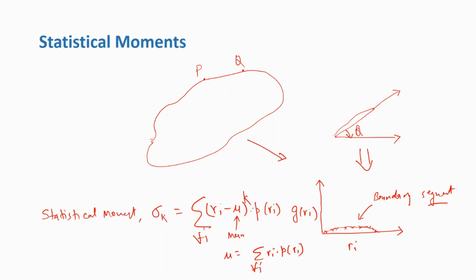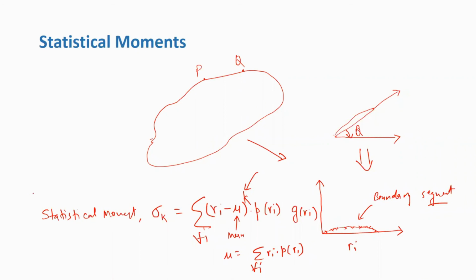Okay. Now you can see here, when the value of k equals 2, this statistical moment will tell you about the spread of the boundary or shape. When k equals 3, this statistical moment will tell you the symmetry of the shape.